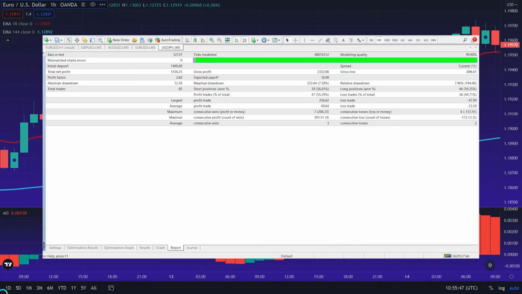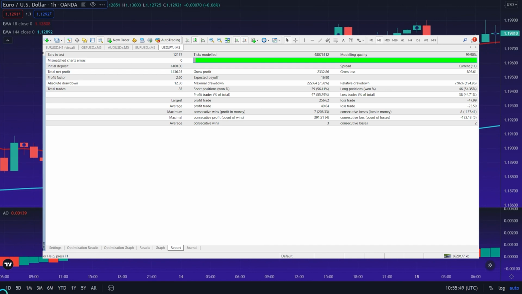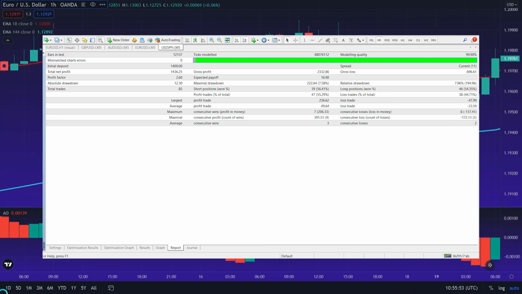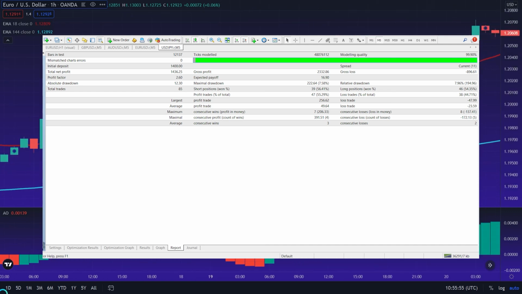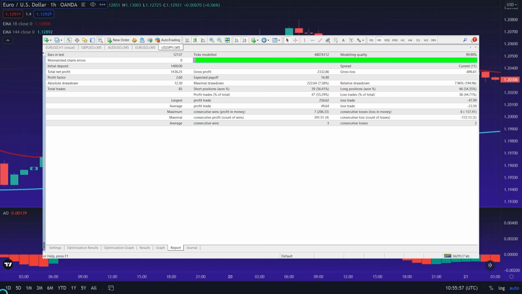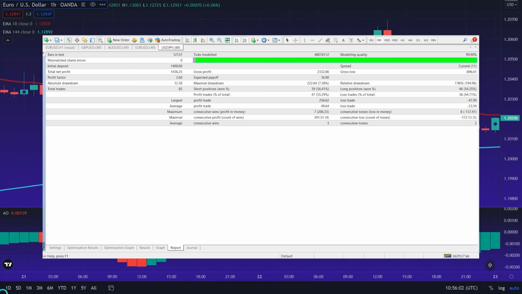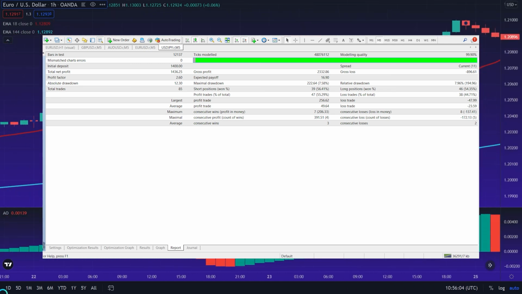This strategy has approximately a 1 to 2 risk to reward ratio, and the largest winning trade was more than 5 times the largest losing trade, and it is combined with a very good win rate. So the strategy really works.